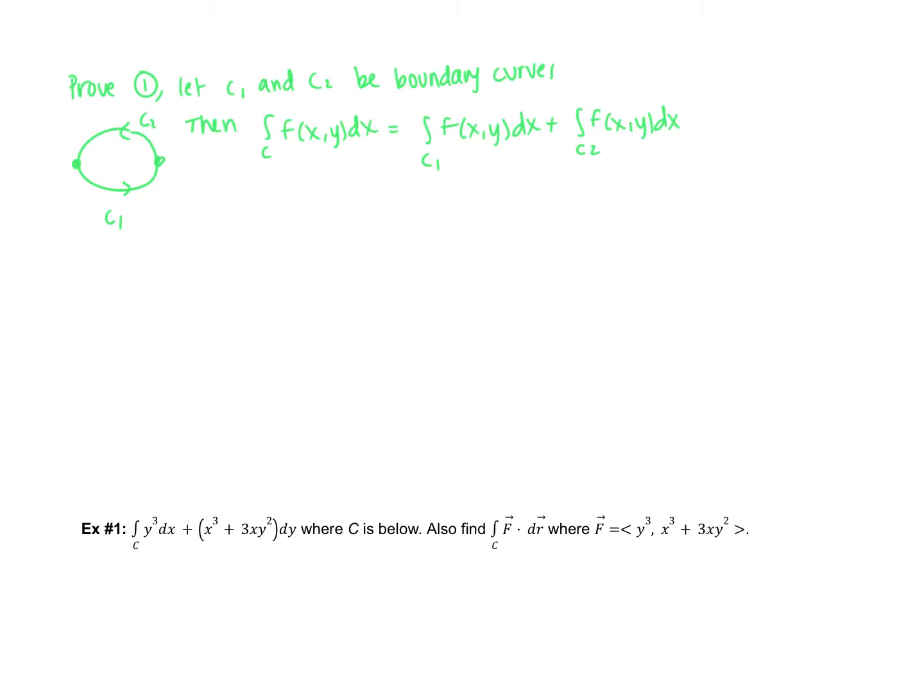Now, the issue here is that these curves are going in different directions, right? Curve 1 is going from left to right, curve 2 is going from right to left. We want them to go the same direction. So we're going to rewrite this one so that they're going in the same direction. We want both curves to go left to right. If you remember from a previous set of notes, if we reverse the orientation of the curve, we get the reversed sign of the line integral. And the first one's just going to stay the same.